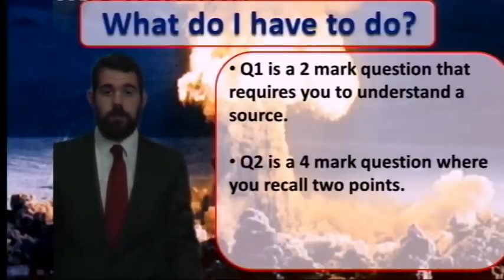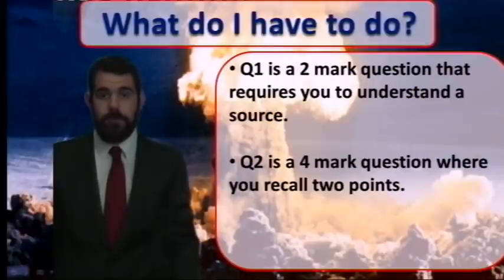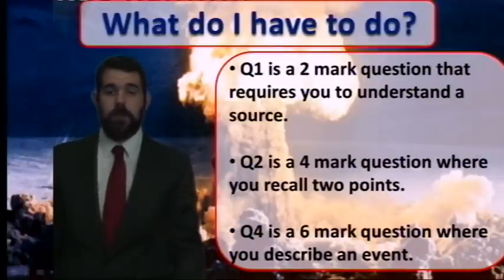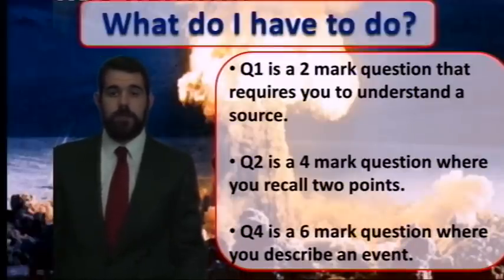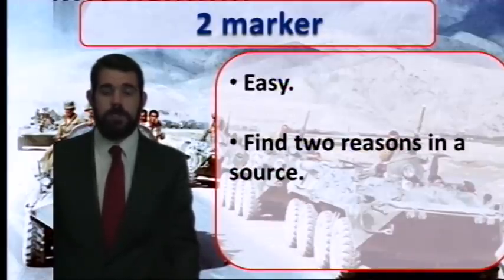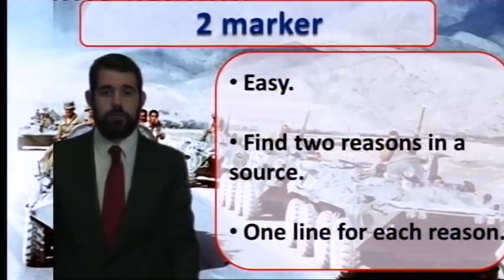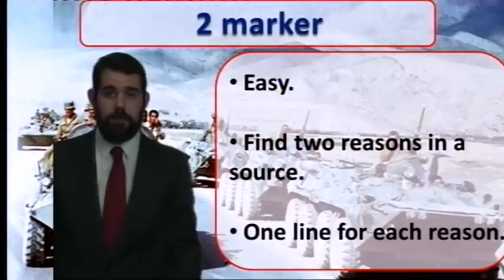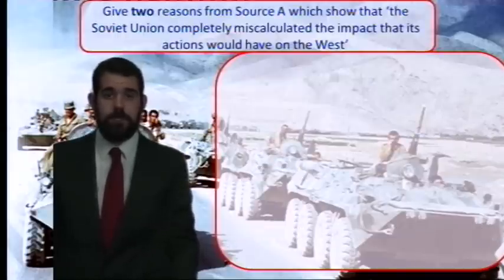Question 2 is a 4-mark question where you're asked to recall 2 points and give some supporting detail. And question 4 is a 6-mark question where you describe an event. So the first 2-marker, it's very easy. You need to find 2 reasons in a source and you'll be given 2 lines to write on. You put 1 on each of the lines.